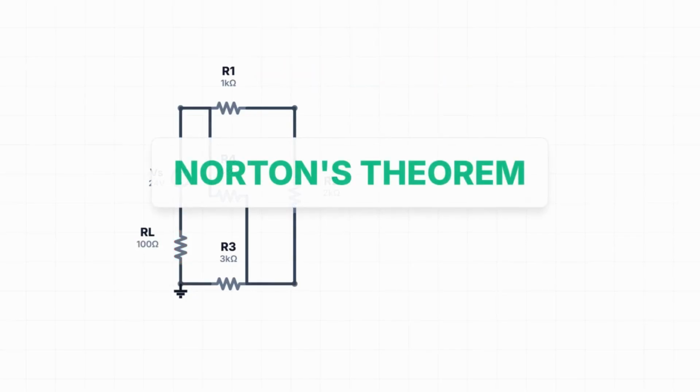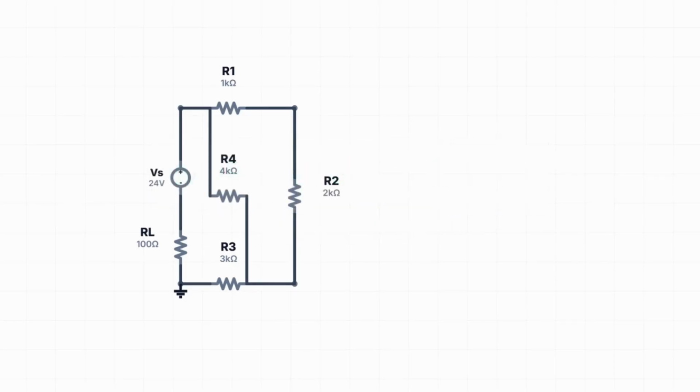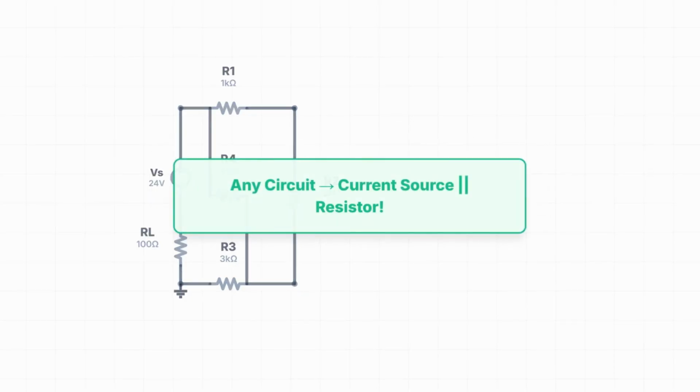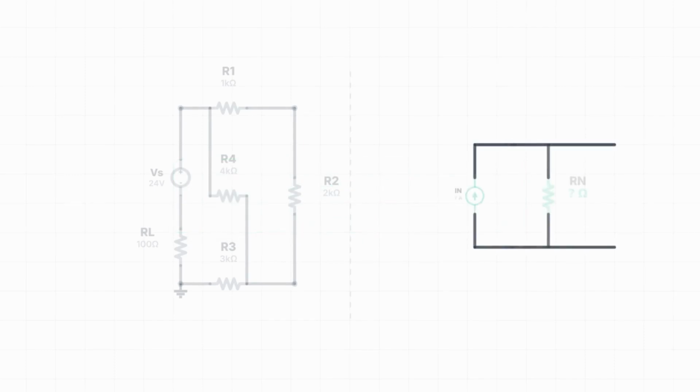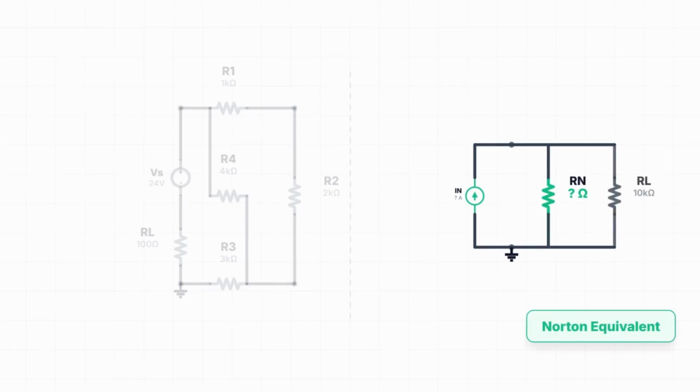Enter Norton's theorem. It is the powerful twin, the dual of Thevenin's theorem. Here is the promise. Any linear circuit, no matter how messy, no matter how many components, can be reduced to just two things: a single current source, in parallel with a single resistor. We call this the Norton equivalent circuit.